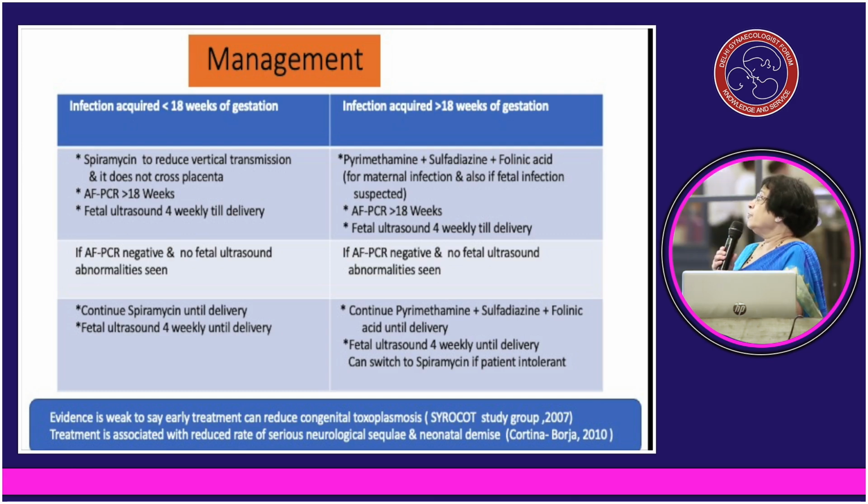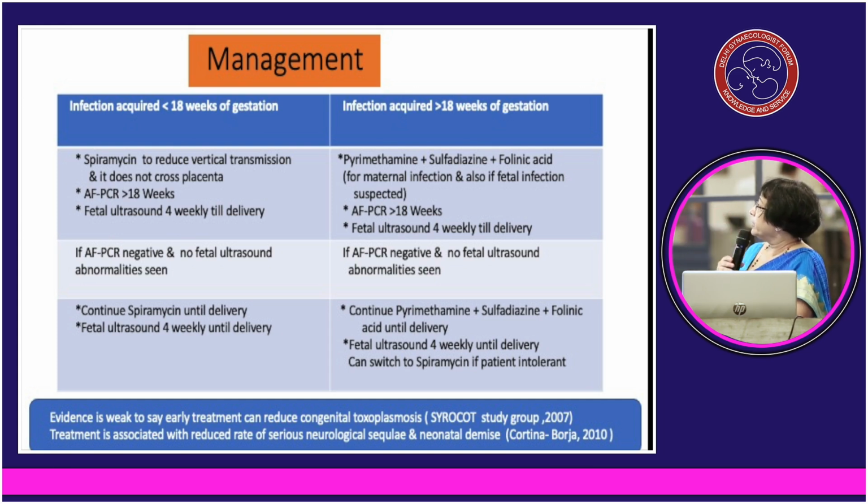So management, if it is less than 18 weeks, is spiramycin. Spiramycin does not cross the placenta, right? So with spiramycin we are reducing the maternal load and vertical transmission. And amniotic fluid PCR is to be done. Then this is the follow-up after 18 weeks, and fetal ultrasound every 4 weeks until delivery.